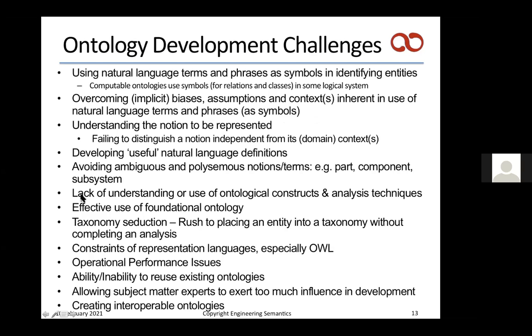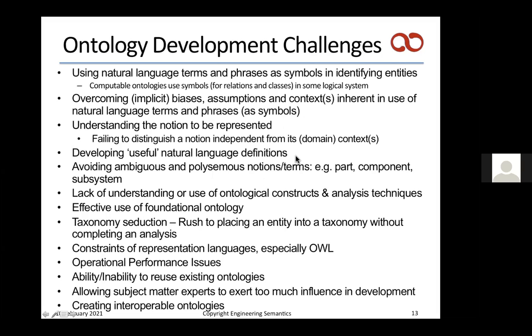And then even after you've done all of this work to understand what really needs to be represented, you have to really decompose the notion, the term, and understand the context in which it expects to be used. And you really have to try and remove the context to get to the entity. And again, the entity could be a relation that needs to be represented. You need to develop a useful natural language definition. And this is a challenge.